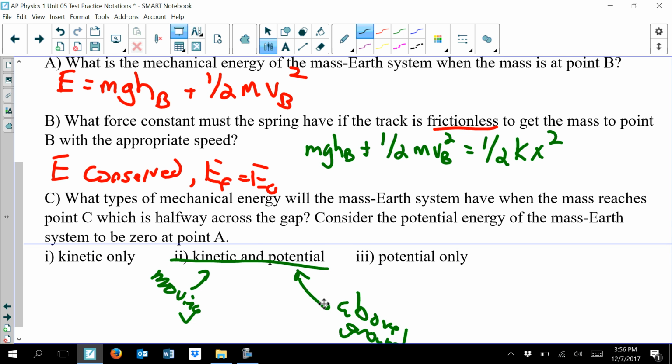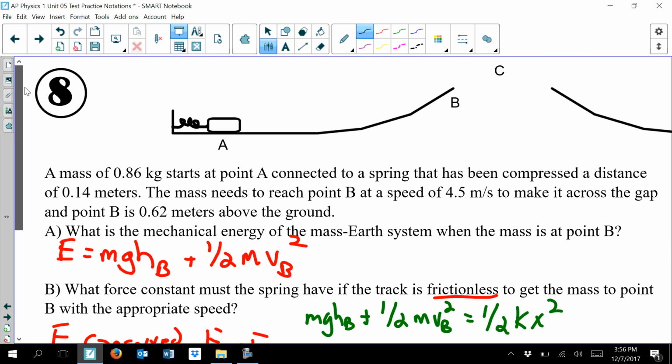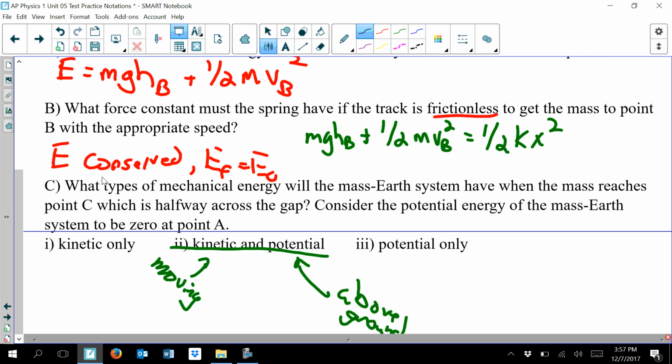And as it goes across the gap, it is both kinetic and potential. Now, a lot of people say, well, it's at the highest point. Shouldn't that just be potential? But remember, this block is still moving sideways as it's crossing this gap. So it still has to have some speed at the top, at its highest point. It's directed horizontally instead of vertically, but it is still there. So it is both potential and kinetic. It's moving and it's above ground.